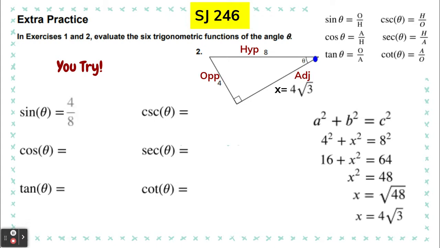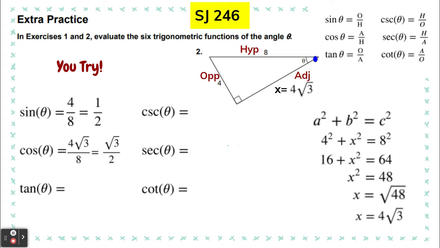Sine is opposite over hypotenuse. Reduce the fraction, please. Cosine's adjacent over hypotenuse. For here, when you reduce, be careful. You can't reduce with numbers under the radical, but you can reduce in front and below. So 4 and 8 does reduce to 1/2.